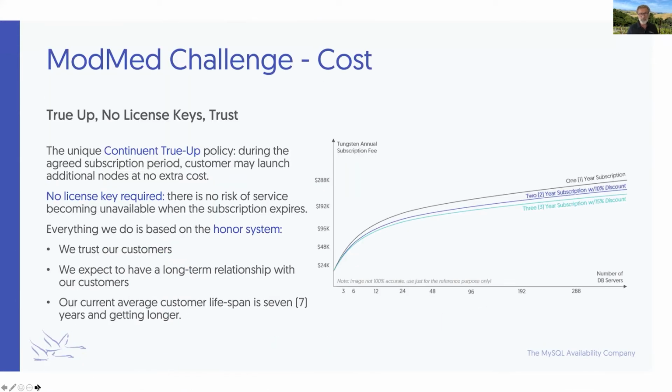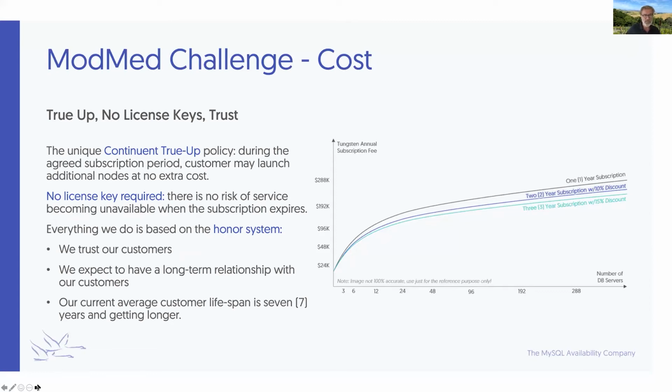The other really important element of the cost is that we provide something called true-up. When you sign up with the 1 year, 2 year, 3 year, we allow our customers to add additional clusters without any additional cost during that subscription period. So effectively, it's a kind of a site license or unlimited license up to the point the customer signs up for each subsequent subscription period. We don't require any license keys. We believe in our system.